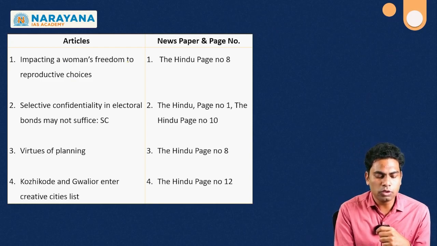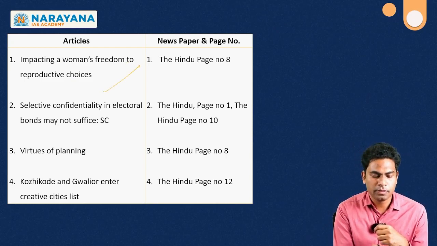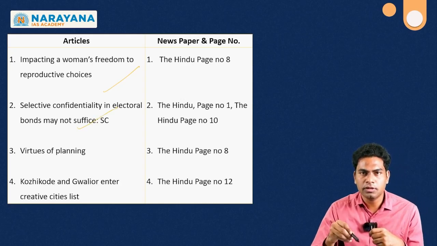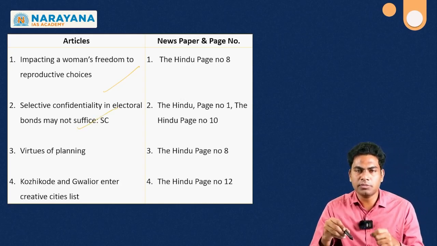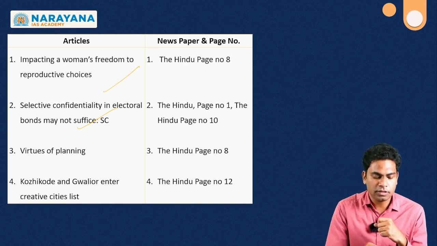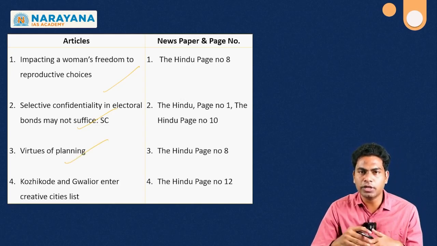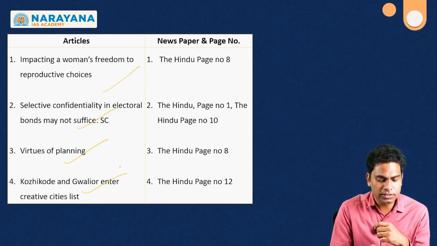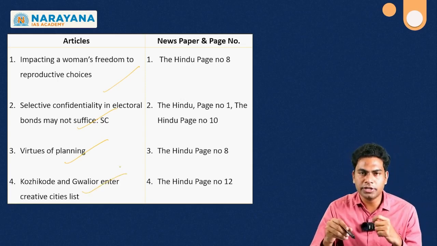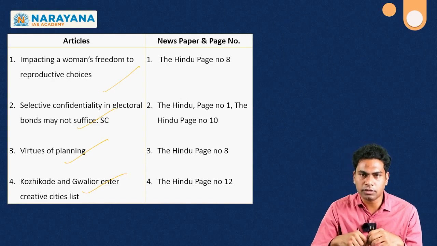Firstly, the right to reproductive choice of women, which is from the Hindu. Next is about the electoral bond scheme, where the Supreme Court has taken up the case on the constitutionality. The third one is of the India's vision that it wants to attain until the year 2047. The fourth one is recently 2 cities have entered into UNESCO Creative Cities Network.